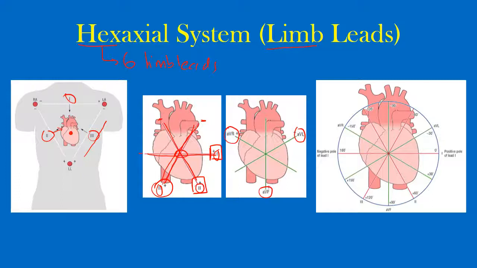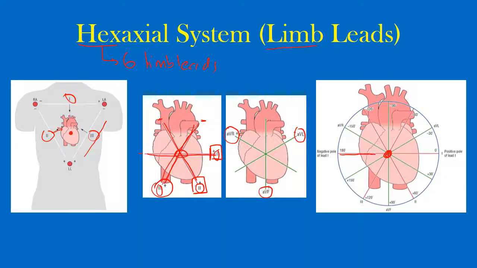Now look at the image on the right and note that each lead is 30 degrees apart. If you can imagine a circle consisting of 360 degrees and divide that by 6 for the 6 limb leads that we're discussing, this puts 30 degrees between each other. And also note how the center of each lead system sits at the center of the heart. So here we have the center of the heart, and all lead systems are sitting.